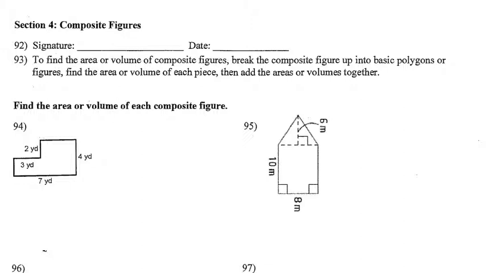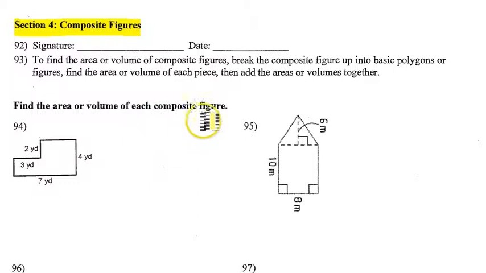In this video we'll be talking about Unit 6B Volume and Area, and I'm in Section 4, Composite Figures. Now I want you to read number 93 with me. Number 93 tells us how we are going to find the area or volume of a composite figure.